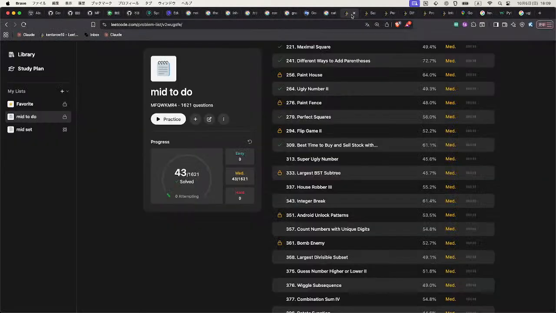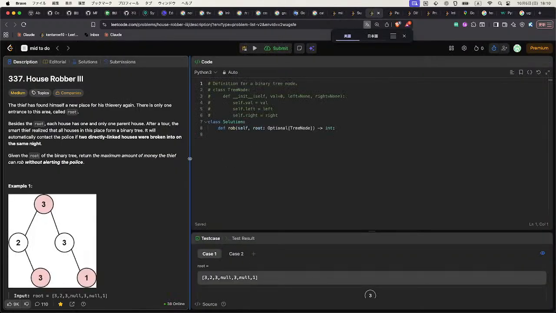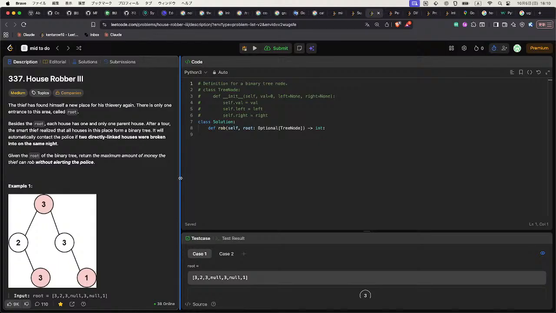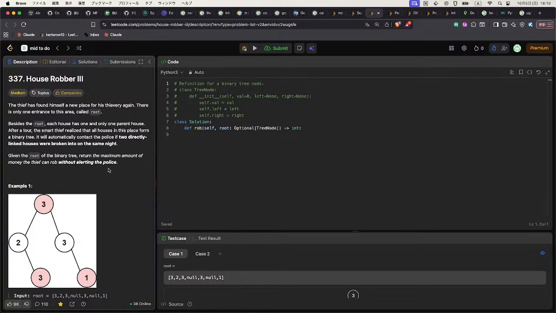I'm not satisfied with this, so let's go to the next problem. I want to solve the problem that I see for the first time perfectly.